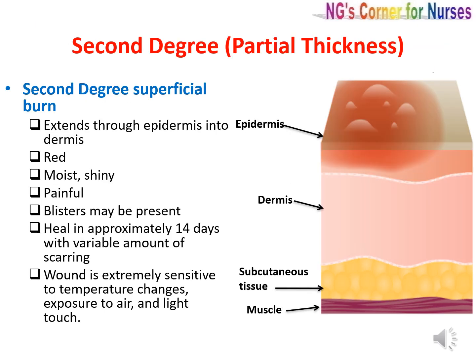Next is second degree or partial thickness burn injury. The second degree can be divided into the superficial and deep burn. First is second degree superficial burn. It extends through epidermis into dermis. It is red, moist and shiny, painful. Blisters may be present. Heals in approximately 14 days with variable amount of scarring, and the wound is extremely sensitive to temperature changes, exposure to air and light touch.